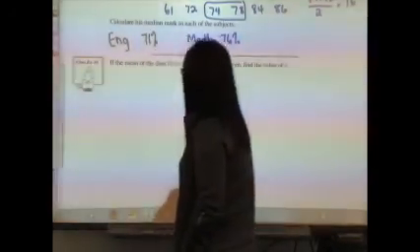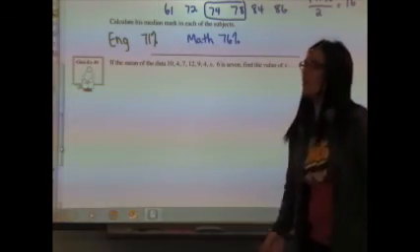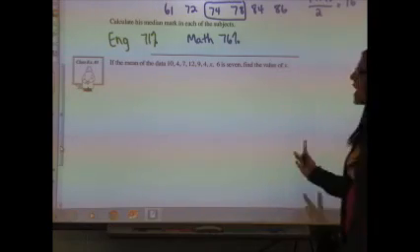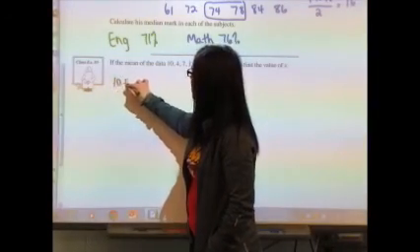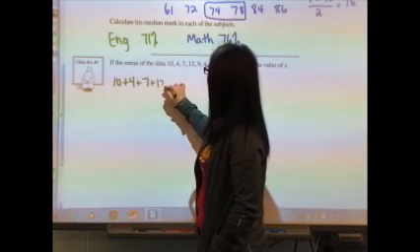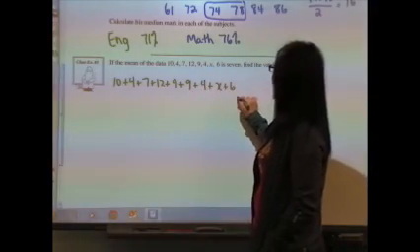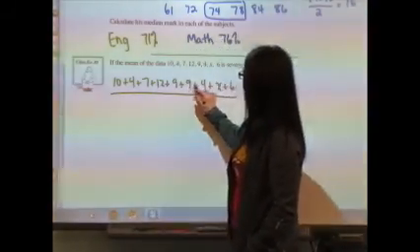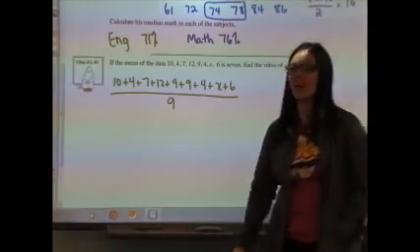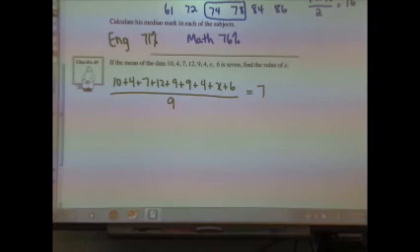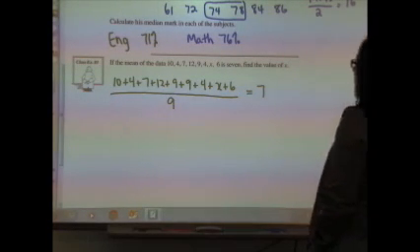In the third example, if the mean of the data set 10, 4, 7, 12, 9, 4, x, and 6 is equal to 7, find the value of x. So that means if I go 10 plus 4 plus 7 plus 12 plus 9 plus 4 plus x plus 6 and divide this by 9, because there's 9 values in the set, the answer will equal 7. So I want to solve for x.